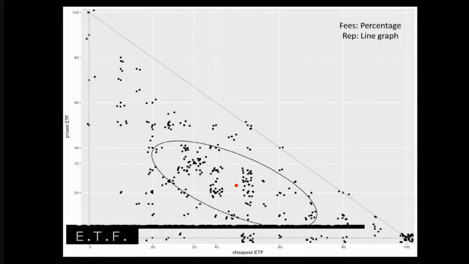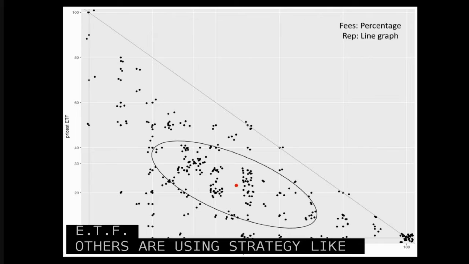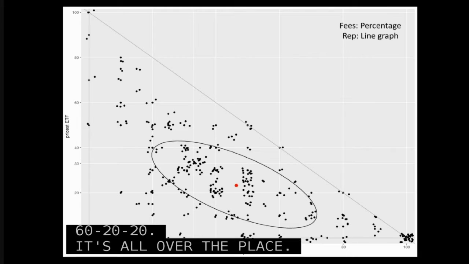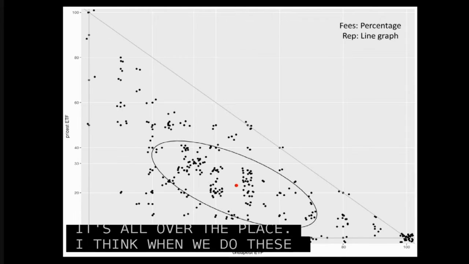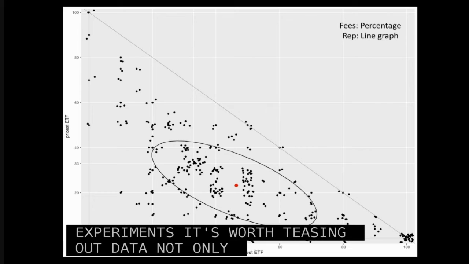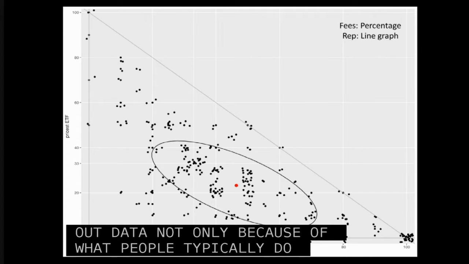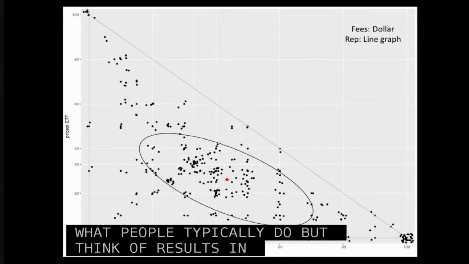So I think that when we do these experiments, it's worth being able to tease out the data, not only to find out what people typically do, but start to think about results in terms of the diversity and the heterogeneity of people's preferences and the strategies they bring to bear on these problems.